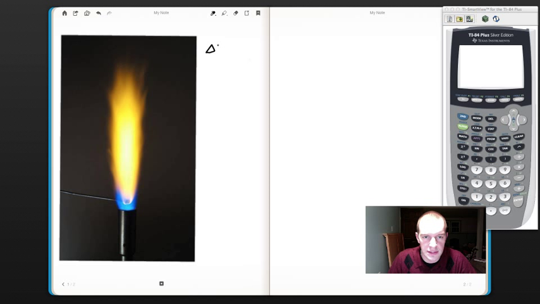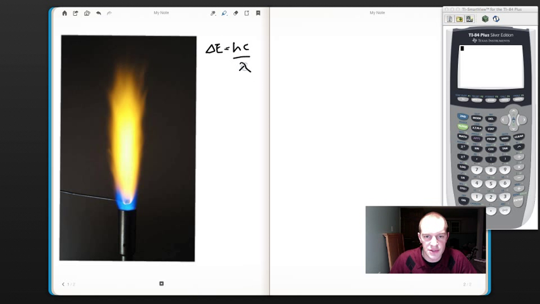First of all, we know that delta E, the energy, is going to be equal to Planck's constant h times c divided by lambda, where h is Planck's constant, c is the speed of light, and lambda is the wavelength.